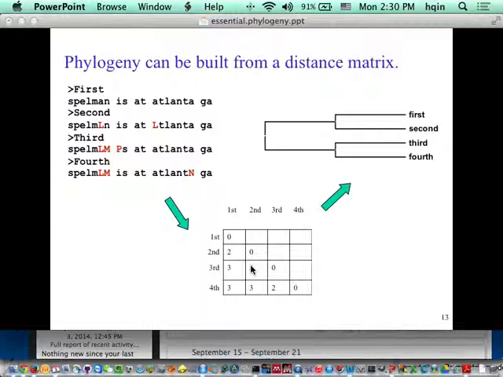Hopefully the software doesn't make this kind of mistake. Okay. Second to fourth. How many? Three. It should be three. Two, three. Yeah, okay, now I see three. So second and fourth, three. And third and fourth. It looks like the P here and the N here. Yeah, so this is two.